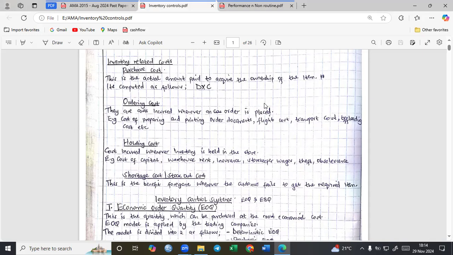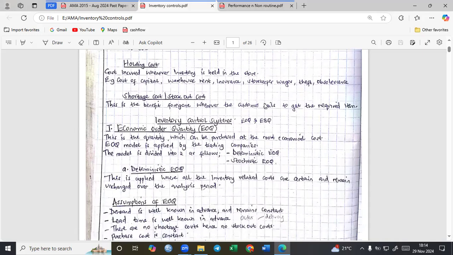Next cost, we have the holding cost. These things we did in intermediate. Holding cost is the cost incurred whenever inventory is held in the store. Examples: cost of capital, warehouse rent, insurance, storekeeper wages, theft, and obsolescence.